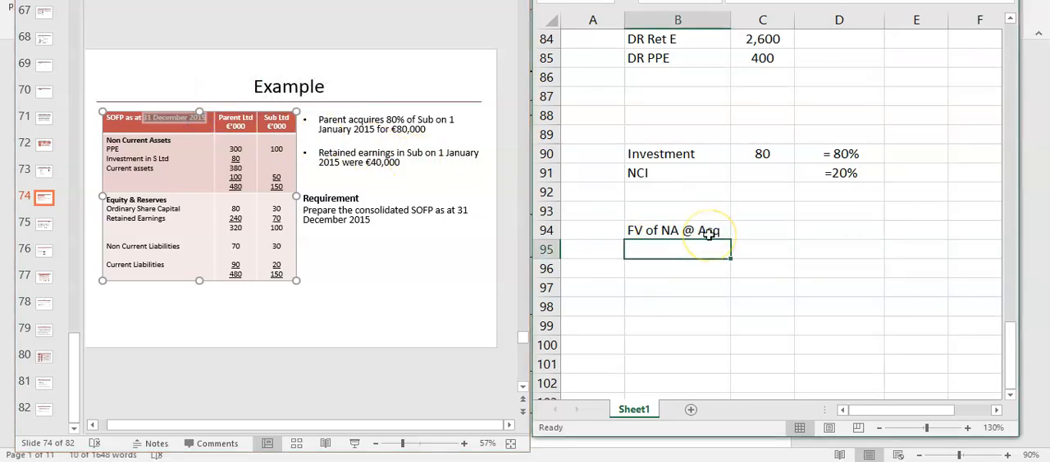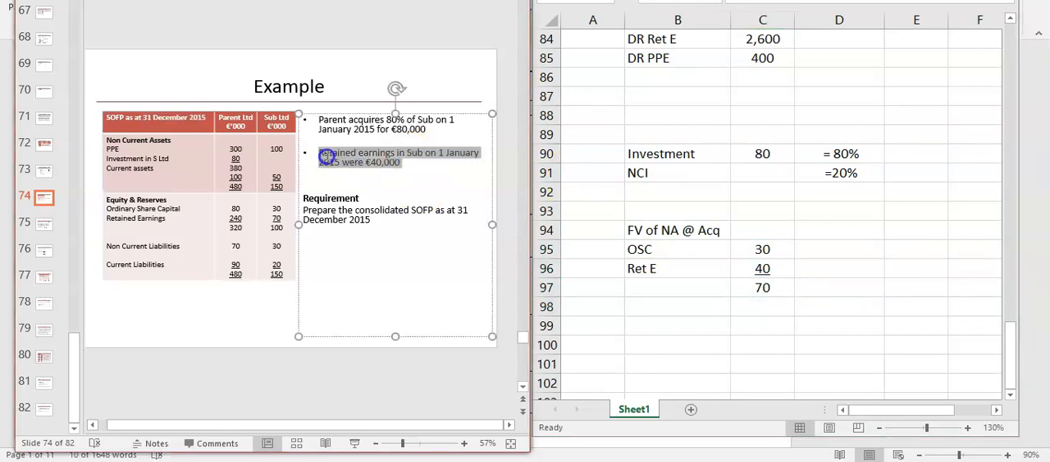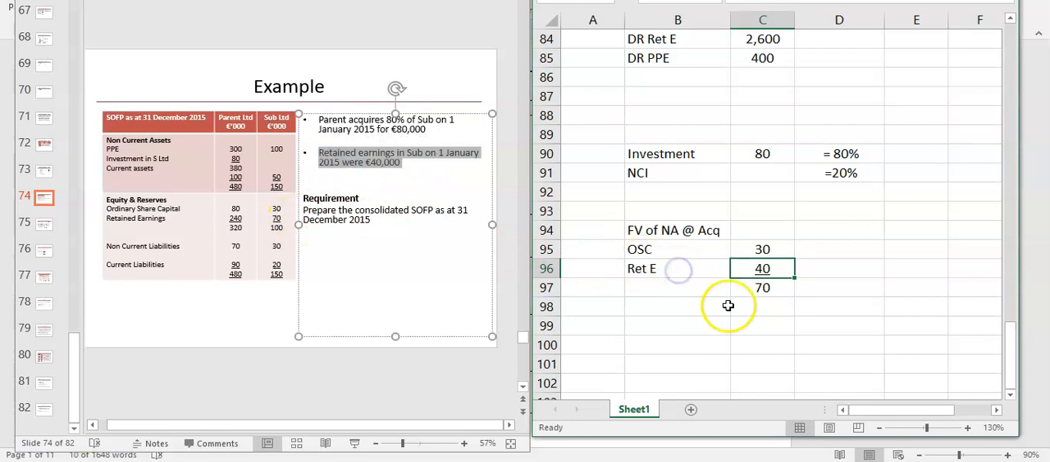To get that, we use the other way, the shorter way: ordinary share capital, which doesn't change. That would have been 30 at the end of December, and it would have been 30 at the start of January 2015. And we know retained earnings. They are not the 70, they are the 40. Retained earnings at the date of acquisition. That's why you're given that in the question, because then you now know the net assets at the date of acquisition are 70. Net assets is the same as equity.